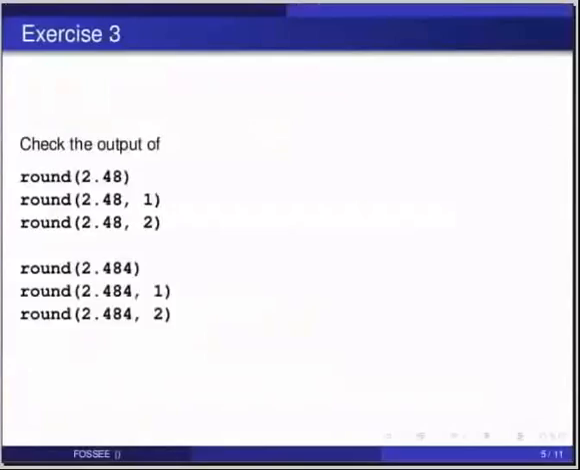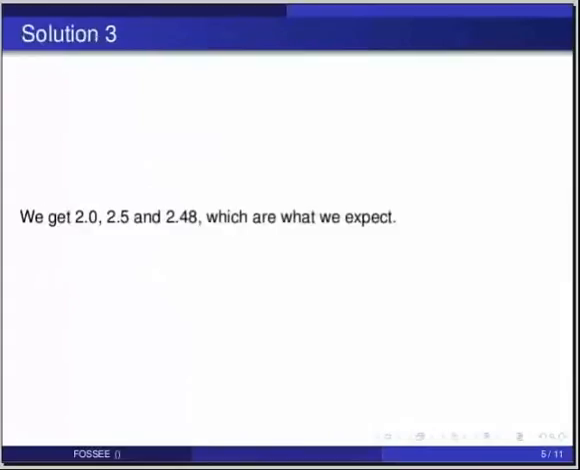Pause the video here. Try out the following exercise and resume the video. Let us now try a few more examples with the function round. Check the output of round(2.48), round(2.48, 1), round(2.48, 2), round(2.484), round(2.484, 1), round(2.484, 2). Now we got 2.0, 2.5 and 2.48, which are what we expect.